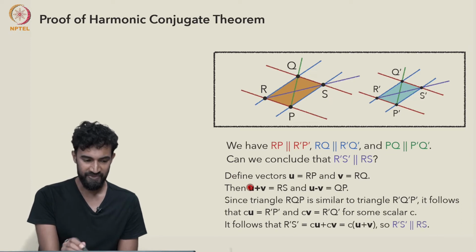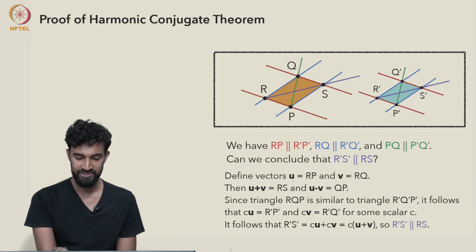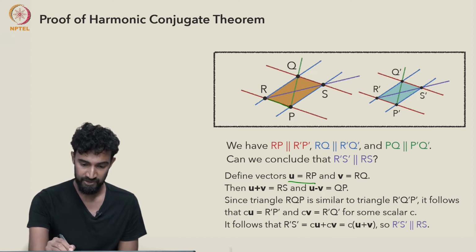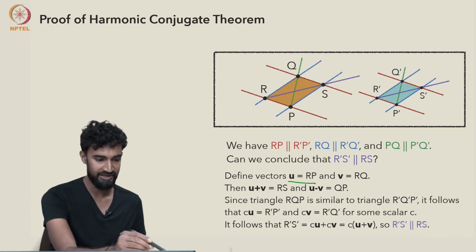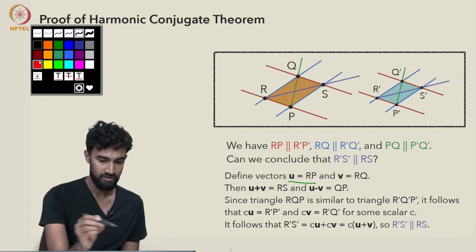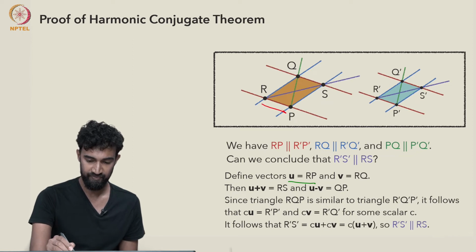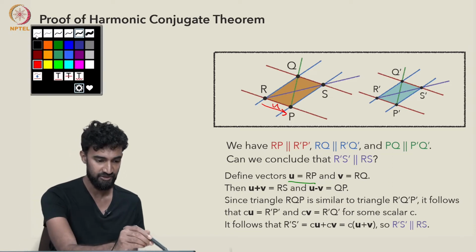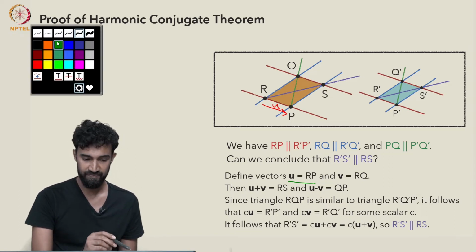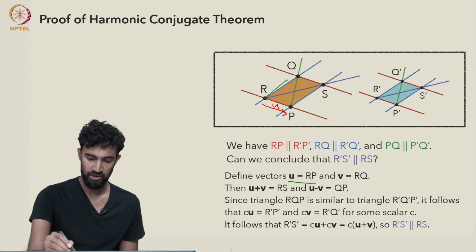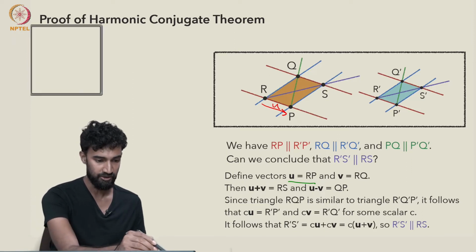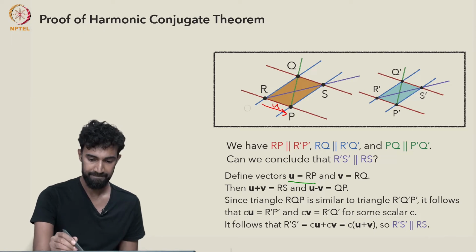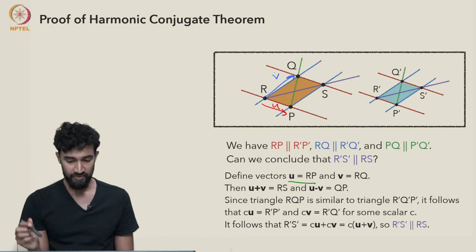So the key is to define vectors u, which is equal to RP. Oops, let me use the right color. So we define a vector u here, which is just RP, and let's define a vector v, which is equal to RQ. So I have my vectors u and v.